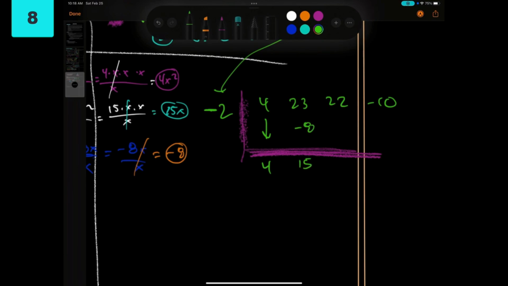Negative 2 times 15 is negative 30. And if I add down, I get negative 8. And that gives me 16. And I add down and I get 6. So this is your remainder.